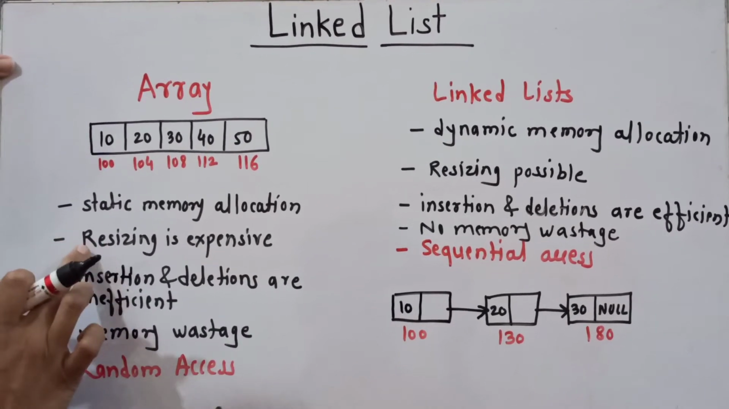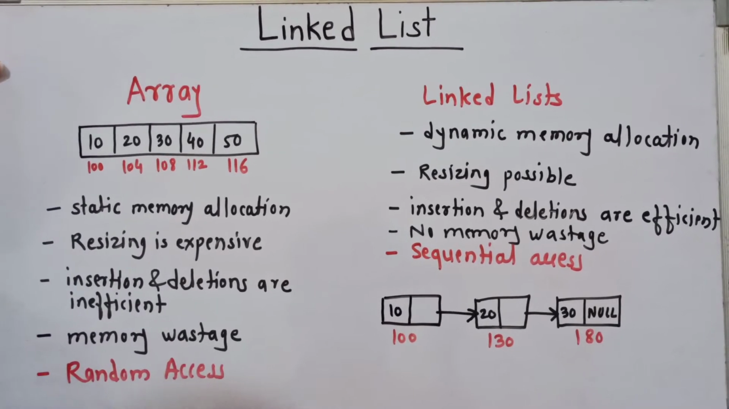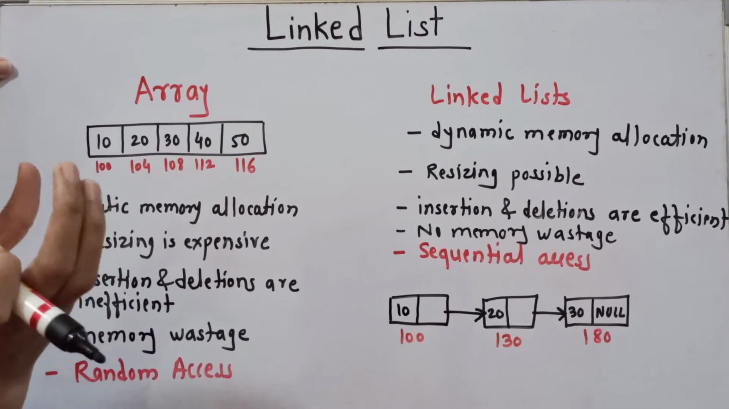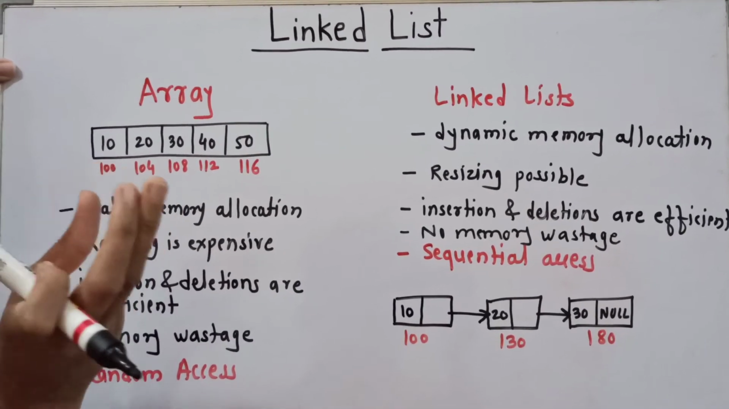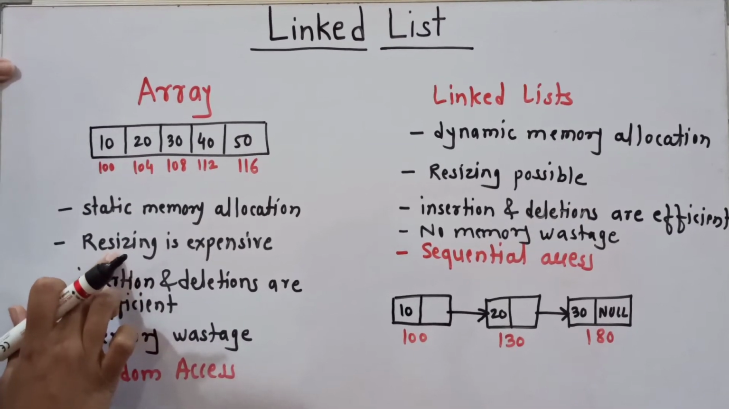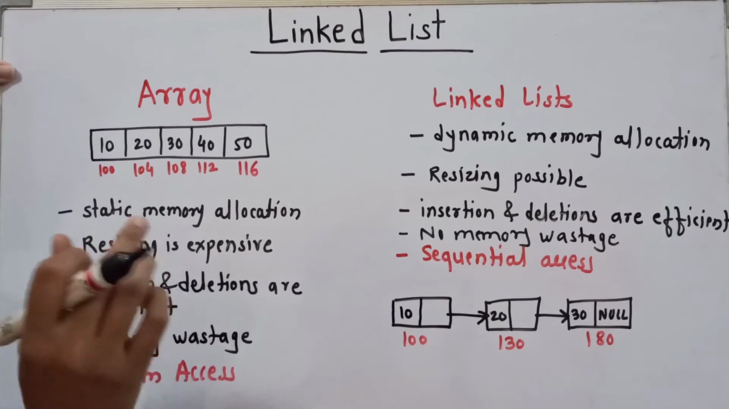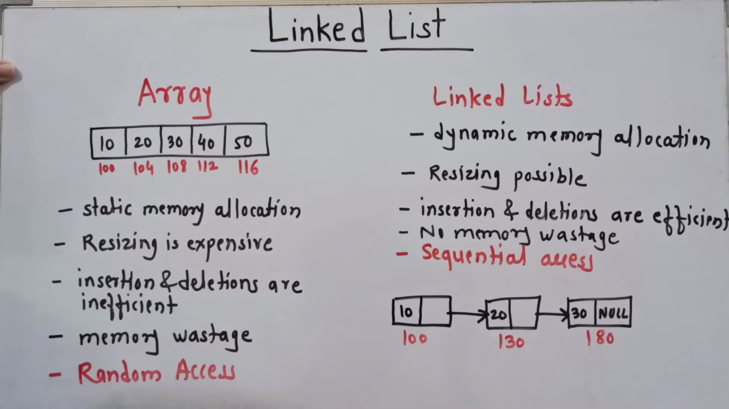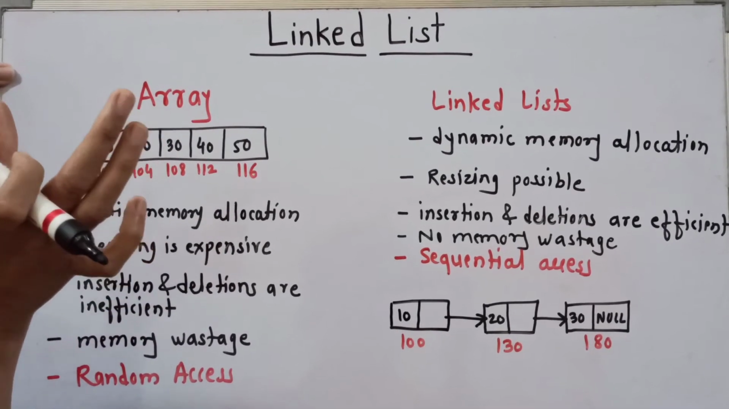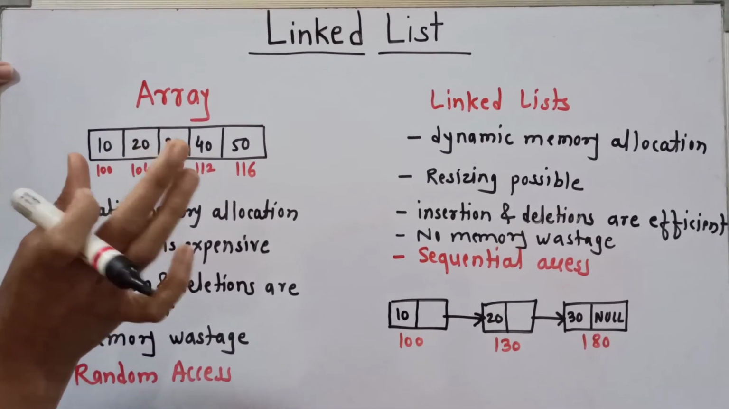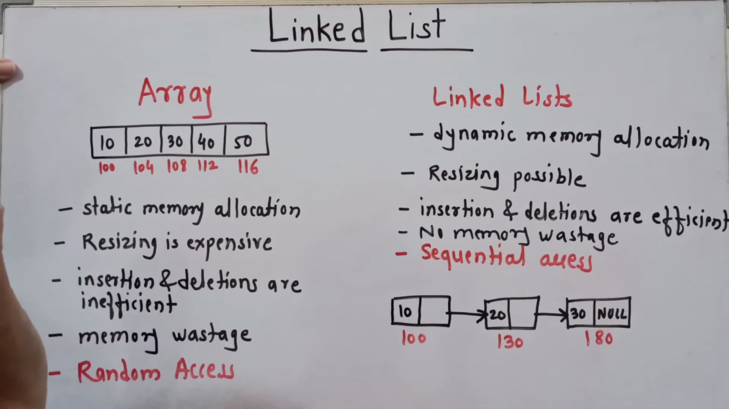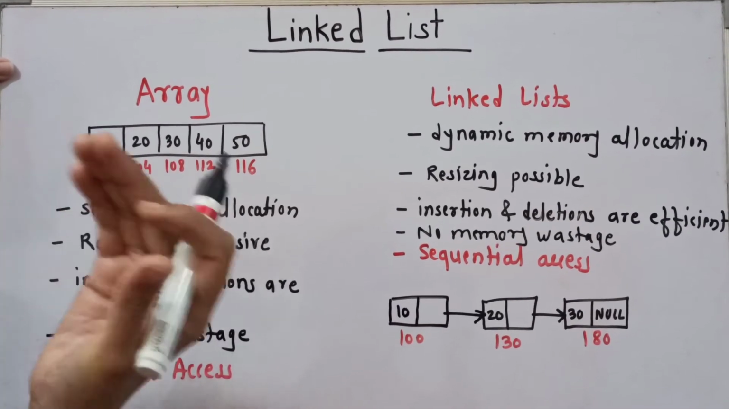The second disadvantage is that resizing is expensive. As I told you, if I have declared the size of the array as 5, then it is not possible for us to insert a 6th element. So if we want to insert that element, what do we have to do here? We have to resize that array. But resizing is possible only if we have declared the array size as, suppose, 10 or 15, and only 5 elements are present in that array. But that resizing is again expensive.